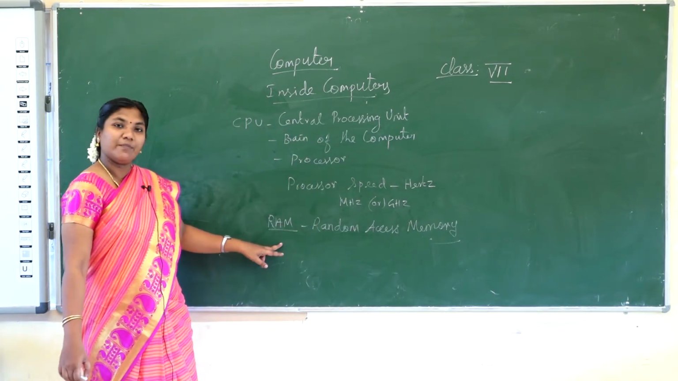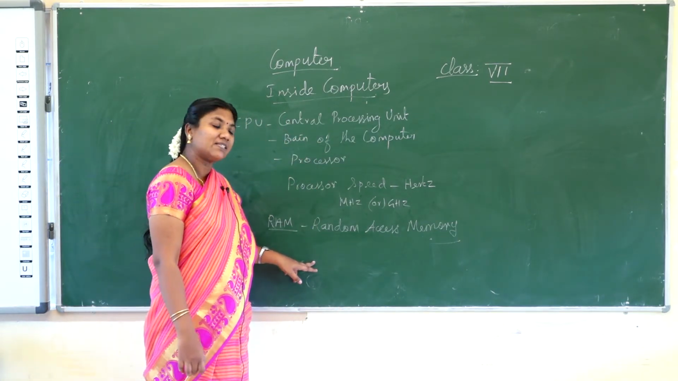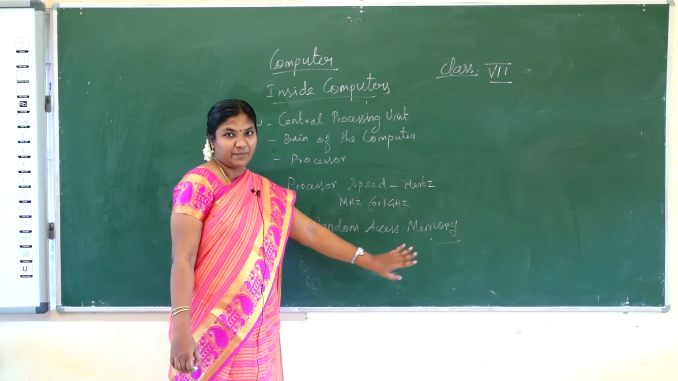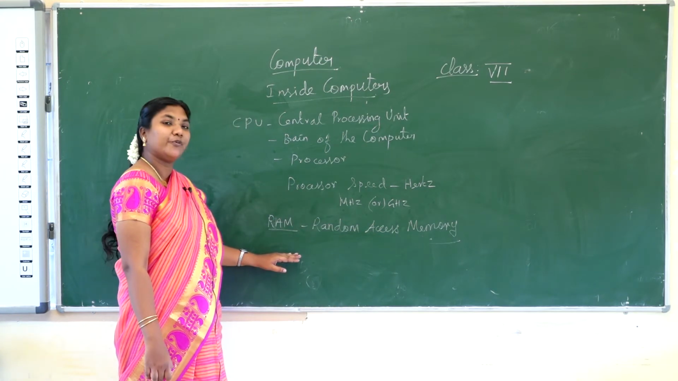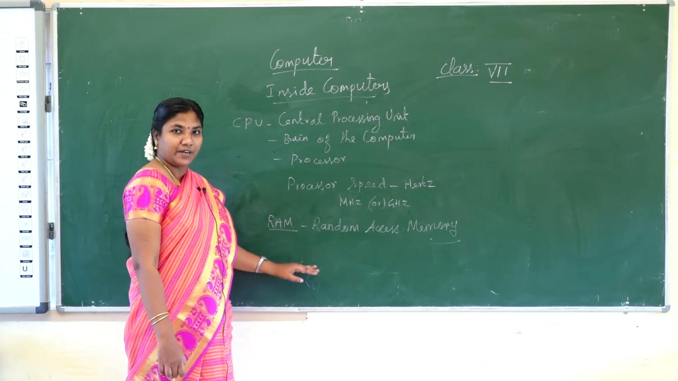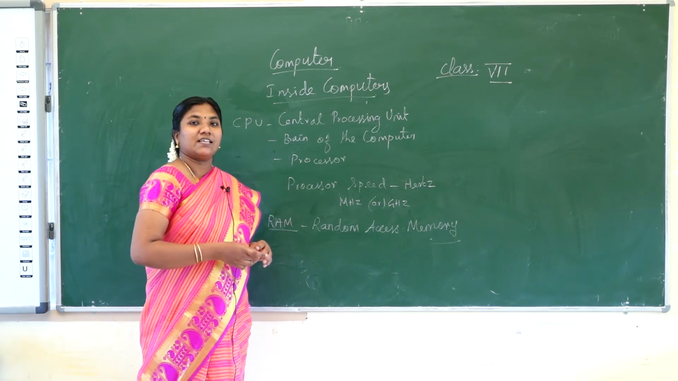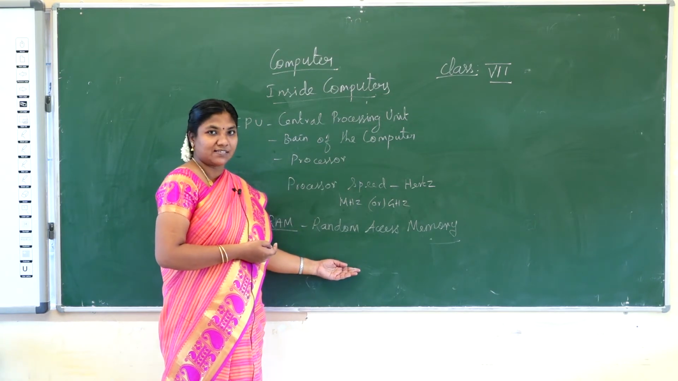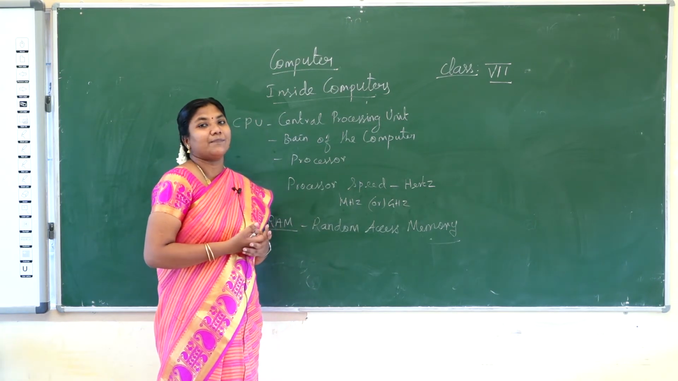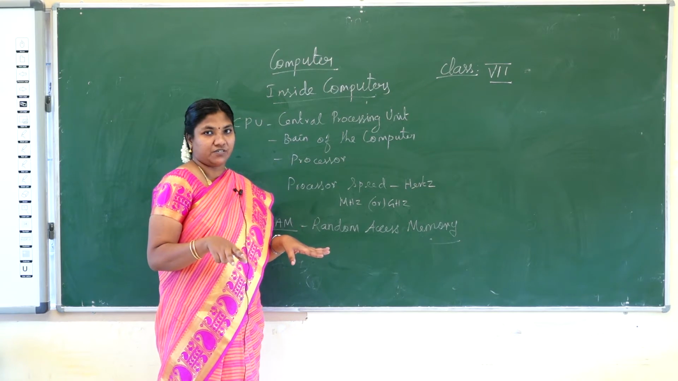Okay, so what do you mean by RAM? The full form of RAM is random access memory. It is the primary memory. So in the computer, RAM is the primary memory. When we give commands, they are saved in the random access memory, but when the power supply gets switched off, it will be erased.